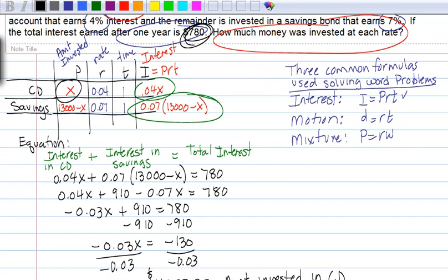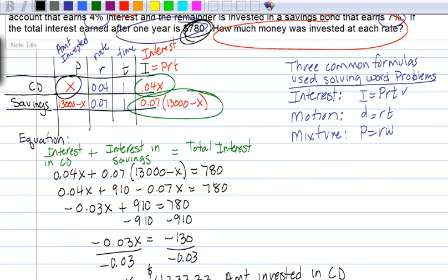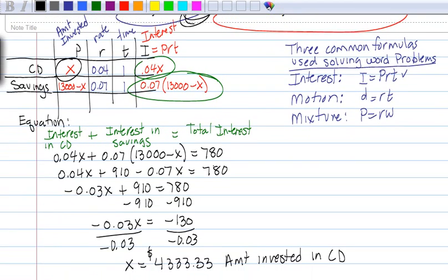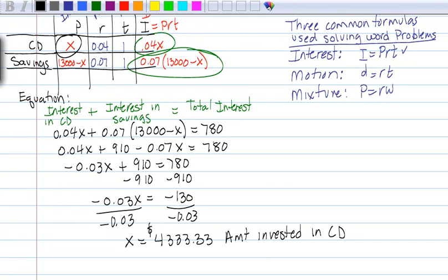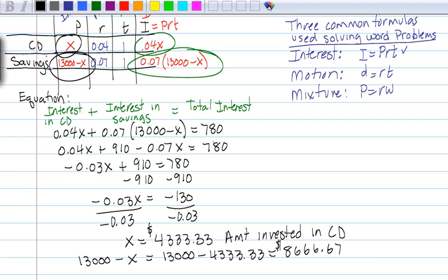Finally, they did ask for how much money is in each account at each rate. So we need to find out how much is in the savings. And to do that, we're going to use 13,000 minus x. Plugging in the $4,333.33, you get $8,666.67. And that is the amount that is in the savings.